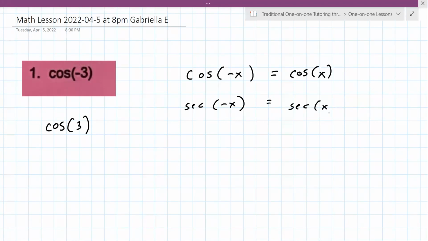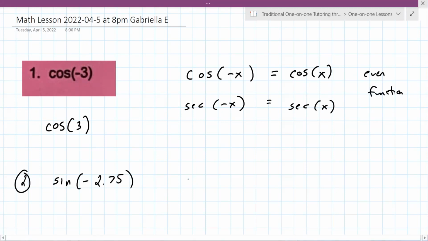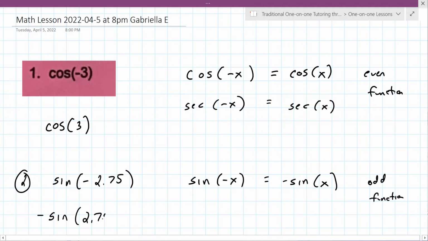Okay, all right, so number 2, I'll actually just handwrite it here because it'll be a little quicker. Cosine is even, and that's because this is an even function. So if you have sine of negative x, that equals negative sine of x. Basically, the negative inside comes out, because it's an odd function. This becomes really useful when you're trying to determine values in the unit circle. So this becomes negative sine of 2.75.